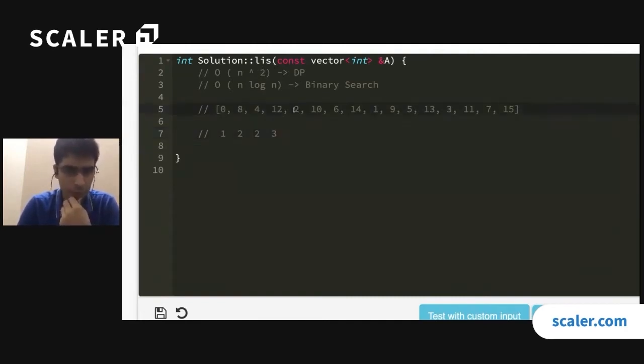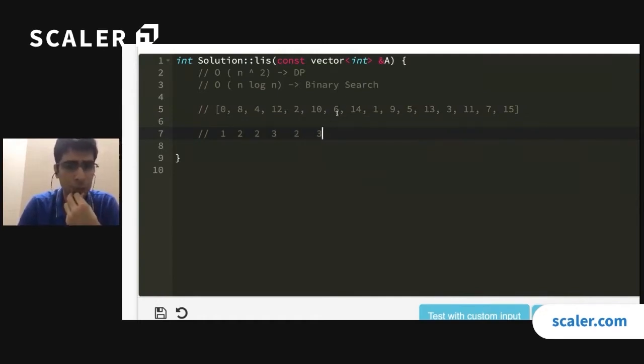Now I go to 2. This is the only subsequence, so my answer will become 1 plus 1, which is 2. Now I go to 10. What are the subsequences? This is a subsequence, this is a subsequence, this and this. Out of these, the largest one has a length of 2. So my answer will become 2 plus 1, which is 3.